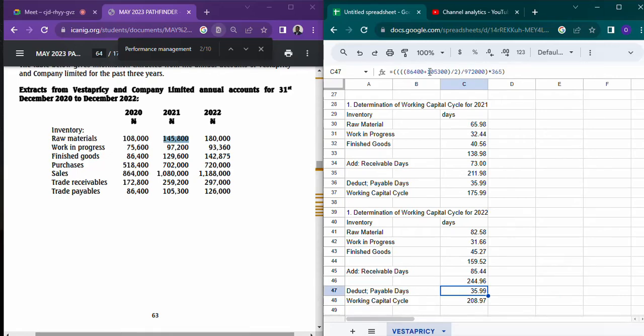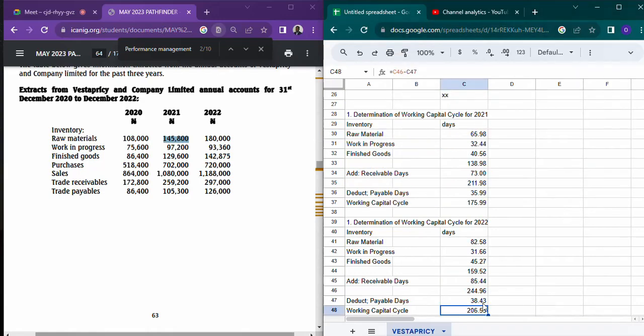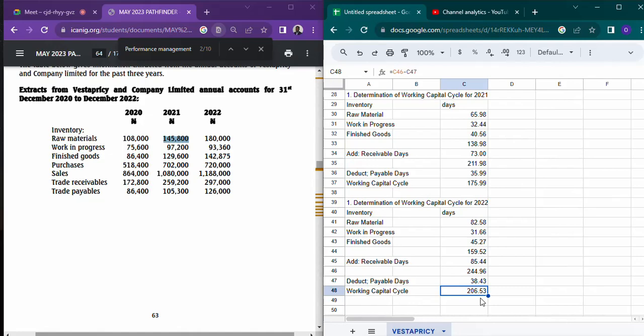So we have 105,300, right? Plus what's the closing balance? 126,000, right? Divided by the cost of goods sold. And the cost of goods sold is how much? 1,098,360. Then you have this. So with that, you have 207 days. I think there's something wrong with that formula.